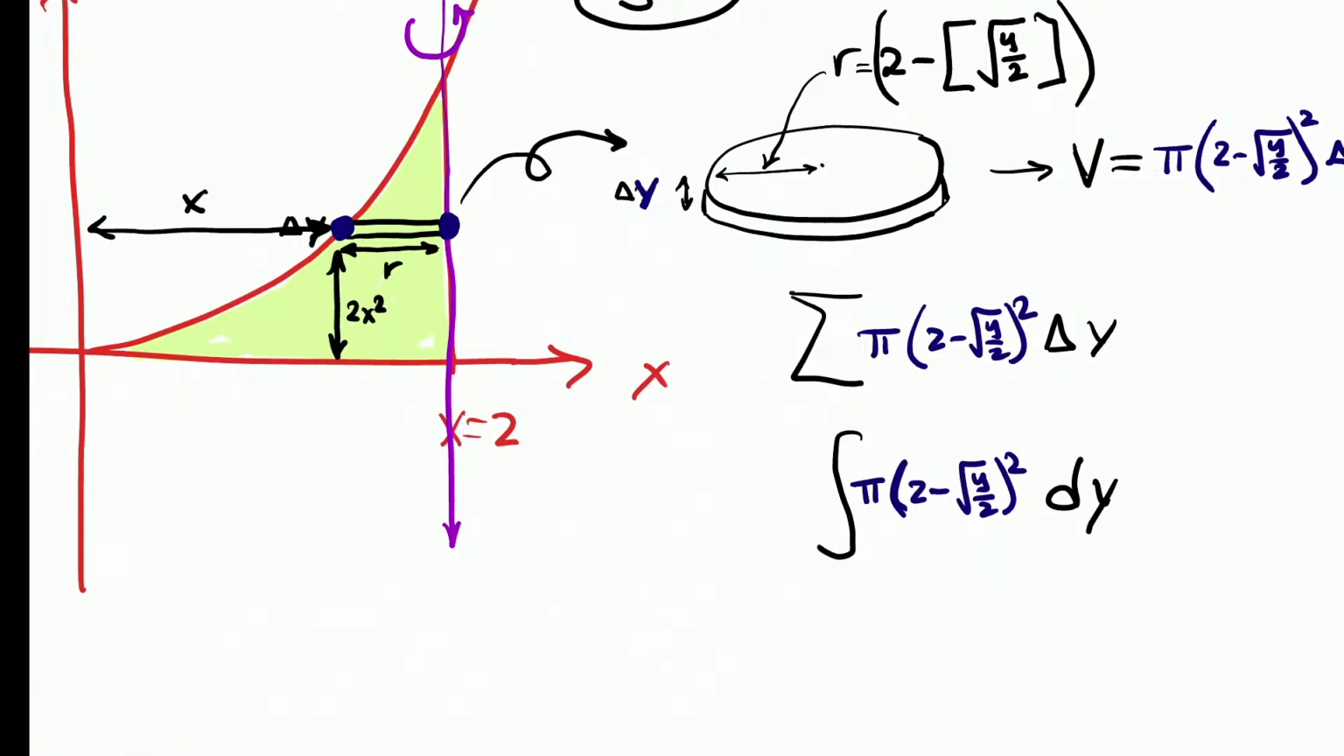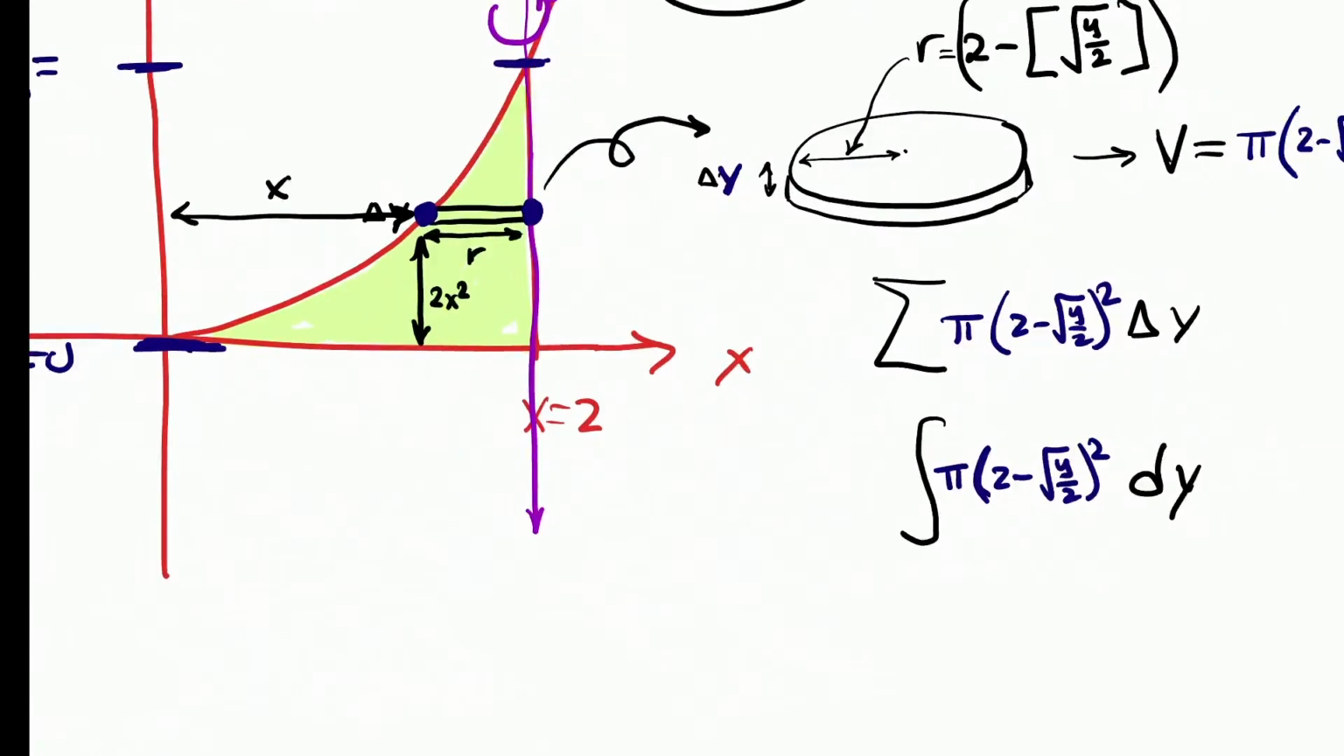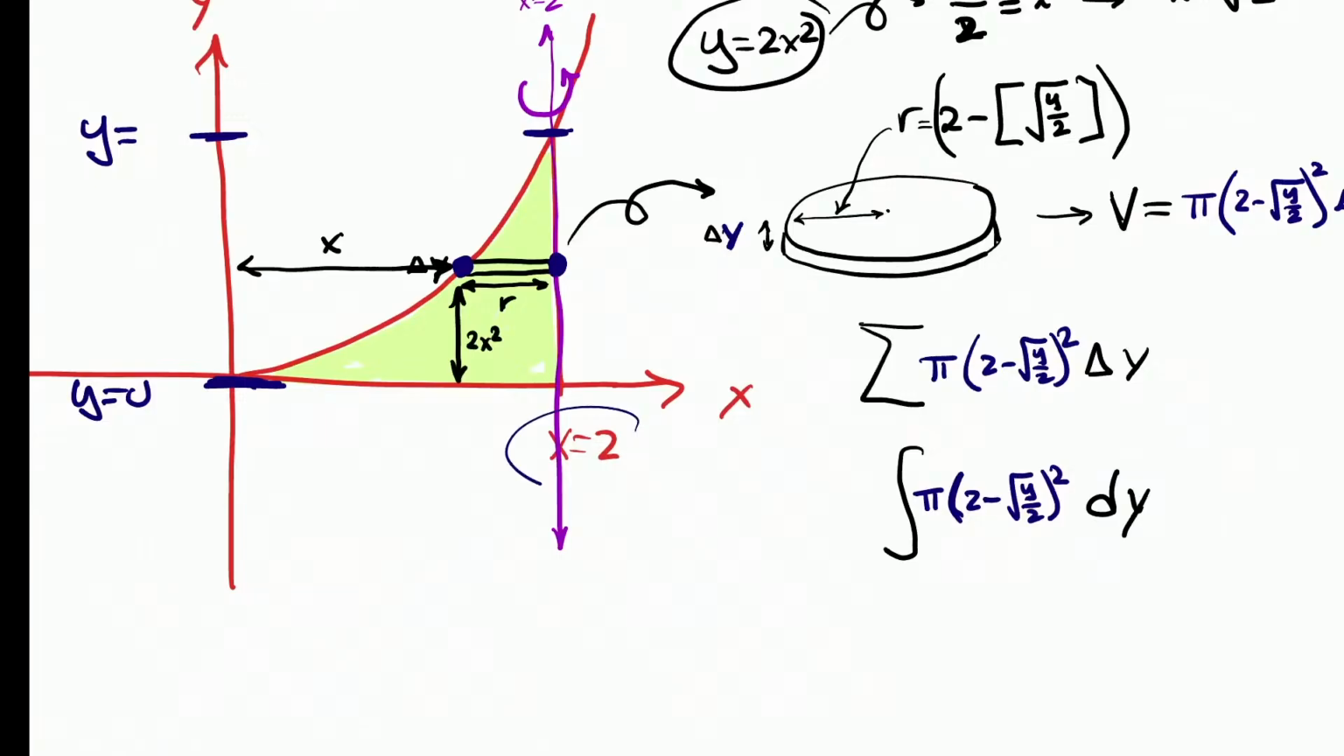So my limits will be starting down here. That's easy enough. That's y equals 0. And ending up there, y equals, wonder what that is. Well, let's find out. I need to figure out what y is when x is 2. Well, look, I've got an equation right here. So y is equal to 2 times 2 squared, which is 8. So that's y equals 8.